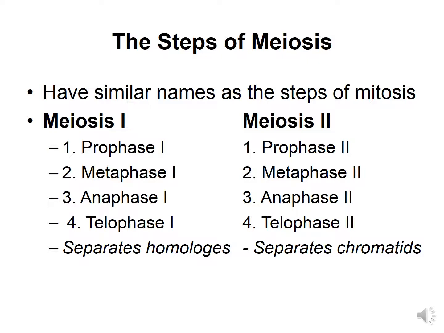And because there's two phases to meiosis, 1 and 2, the phase names within each half are named with 1s and 2s. So there's a prophase 1 and a prophase 2, for instance. Remember that Meiosis I separates homologs, whereas Meiosis II separates chromatids. So we're using the same machinery each time, but it's separating different things.